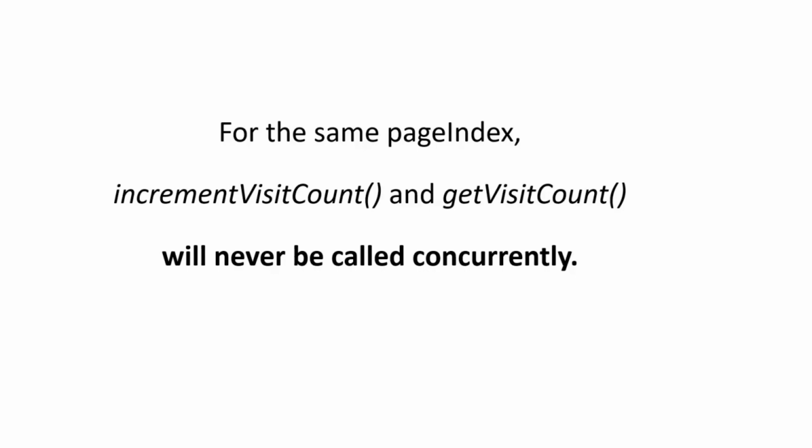Since we are working in a multi-threaded environment, these two methods, increment widget count and get widget count, are not going to be called concurrently by any test case, because this is a write operation on the same field and this is a read operation on the same field. We do not want these to conflict for the same page index, else our system will become inconsistent temporarily, and we will not be able to properly test it. So to maintain consistency, these two methods will not be called concurrently for the same page index. Now let's see the different approaches which can be used for solving this question.